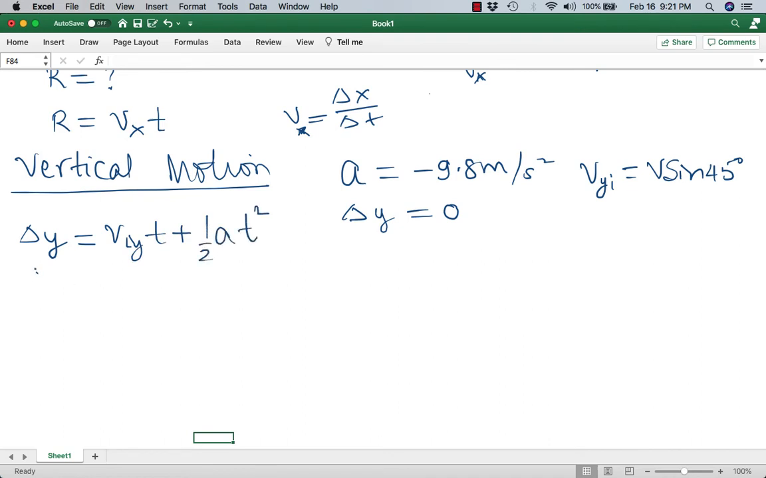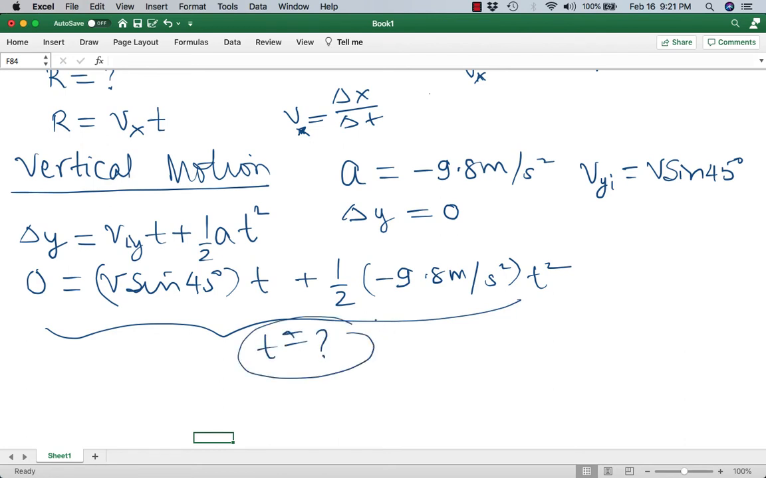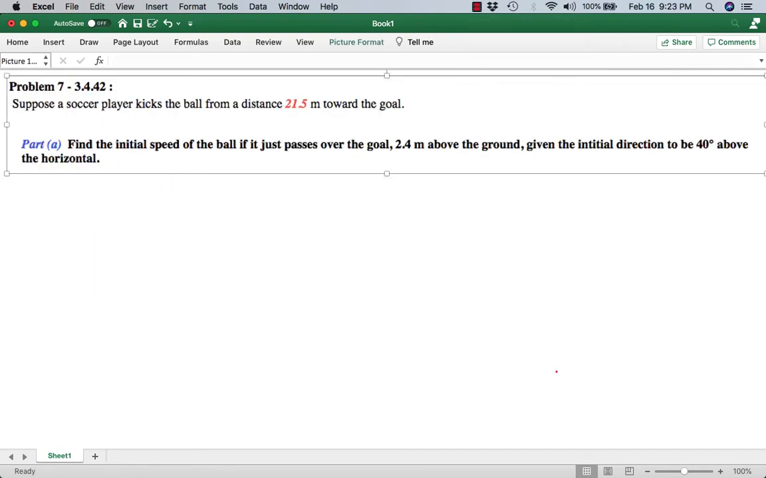So the vertical displacement is 0. viy is v sine 45 degrees times t plus 1/2 negative 9.8 meters per second squared times t squared. So you solve this for t. Again I have shown this in the previous problems in the last lecture, and then you use this t in this expression, and that will give us the range r. Okay, so now let's look at number 7.